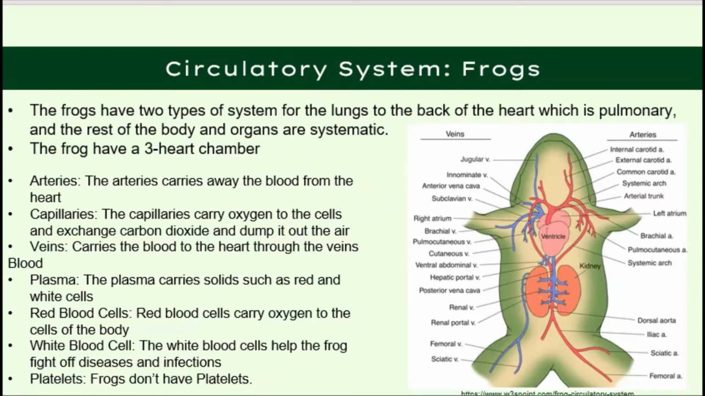The arteries carry blood away from the heart. The capillaries carry oxygen to the cells and exchange carbon dioxide, which is dumped out into the air. The veins carry the blood back to the heart. The plasma carries solids such as the red and white cells. Their red cells are pretty much the same as humans', which carry oxygen to the cells of the body, and the white blood cells help the frog fight off diseases and infections.